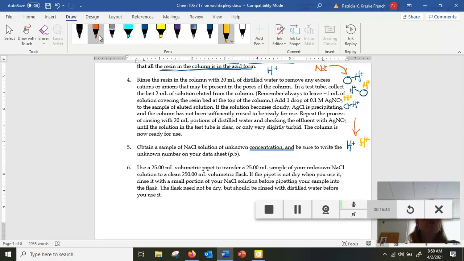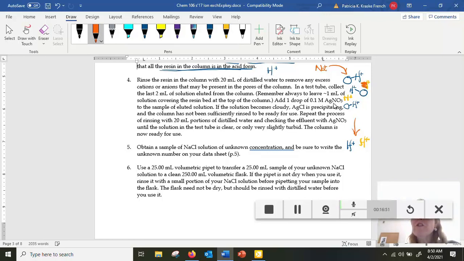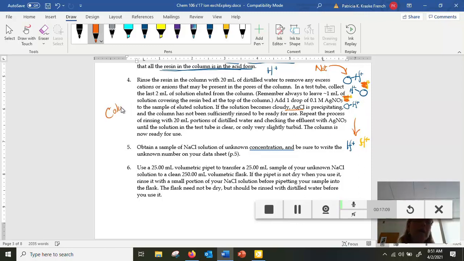So you have to wash that column. After you acidify it, after you charge it, you have to wash it to make sure that there are none of these extra hydrogen ions hanging out in the pores of your resin. And Mr. Proetta will show you exactly how to do that. Now, we have another problem. Our column is good. We are ready to go.